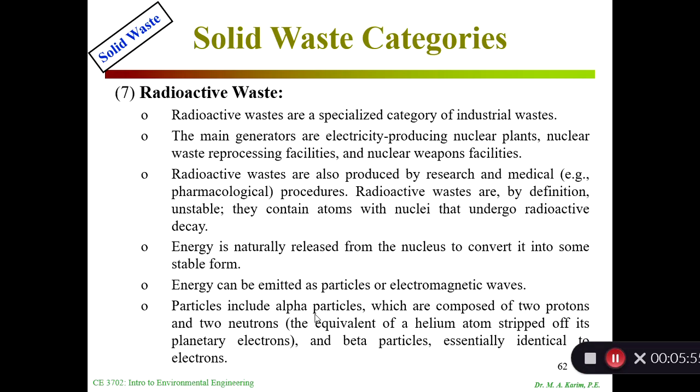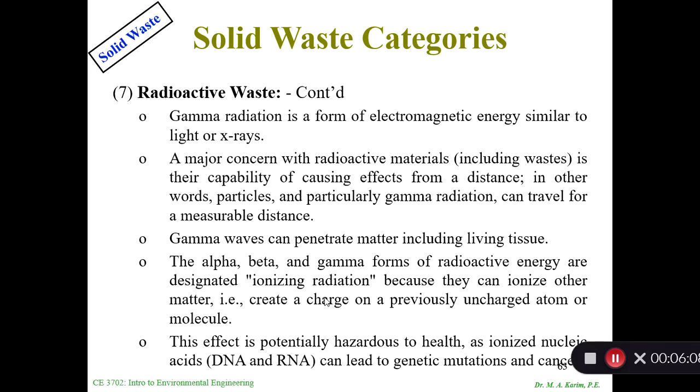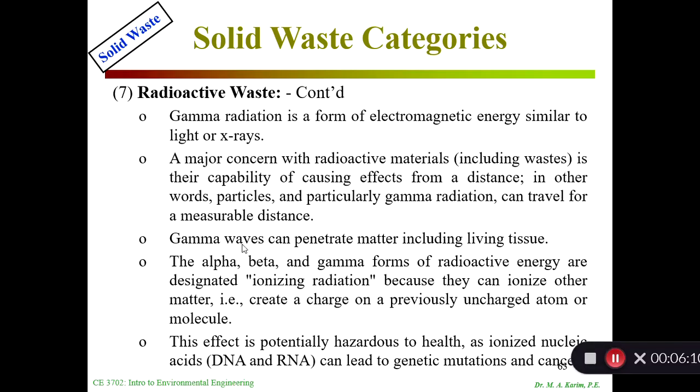So the particles include alpha particles. These are composed of 2 protons and 2 neutrons, the equivalent of a helium atom. So these are the ones, due to these activities, that something becomes radioactive. So it's more on the radioactive, mainly alpha, beta, gamma rays. So gamma is the main one that has more power.